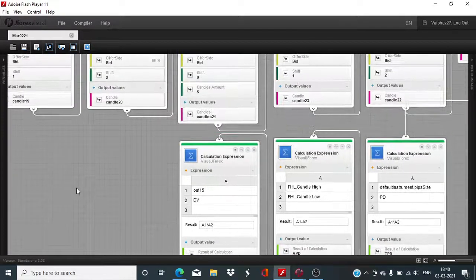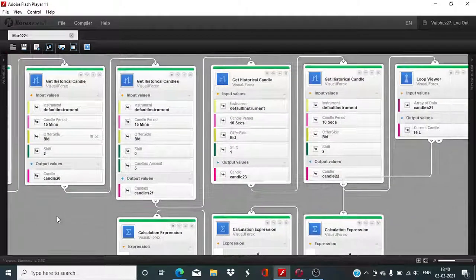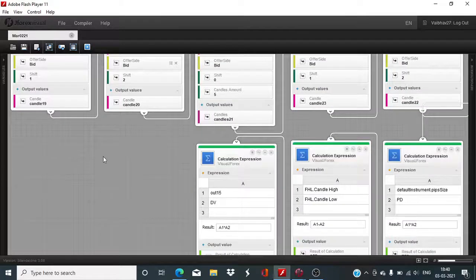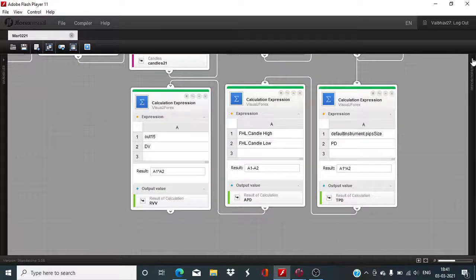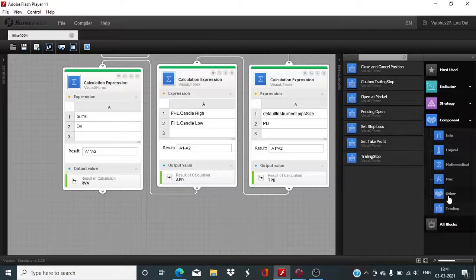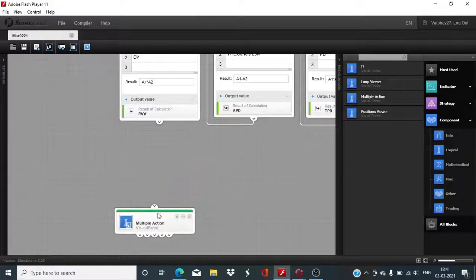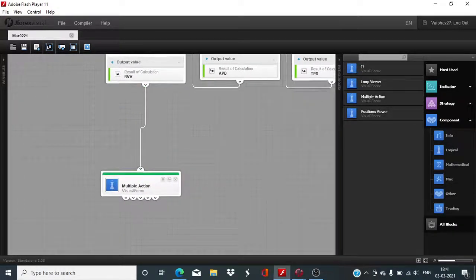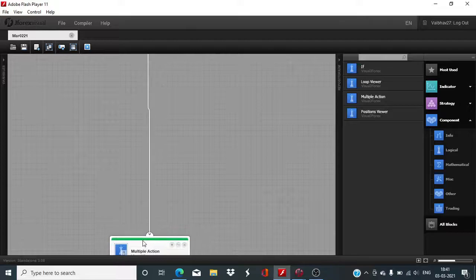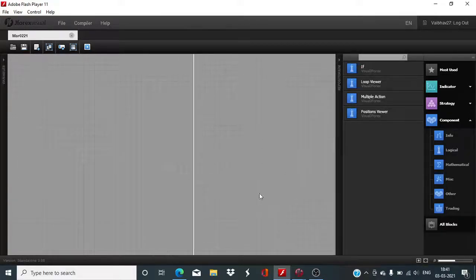Now let us start defining the buy side, and for that I will have to take multiple action block. Okay, I will leave some space here just in case we have to add additional blocks while defining the sell side, or if we want to change any condition.